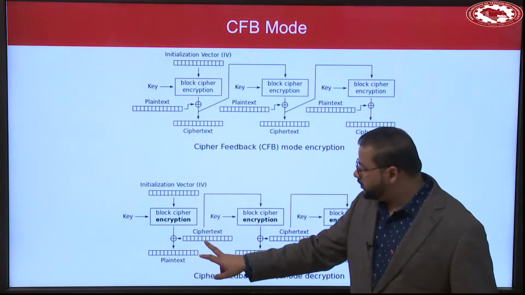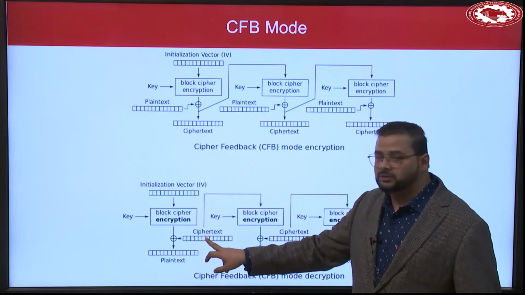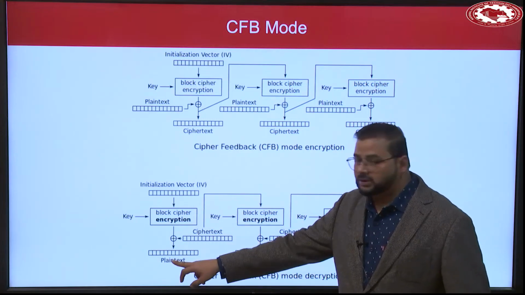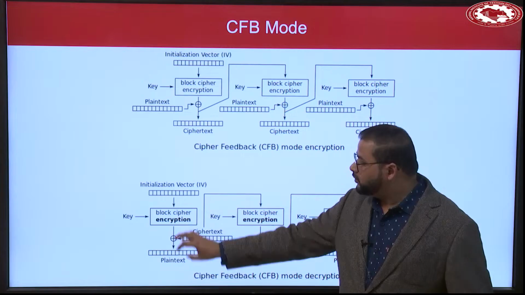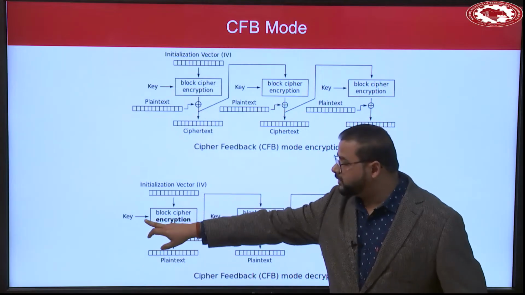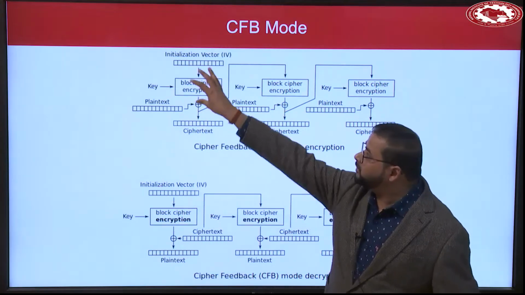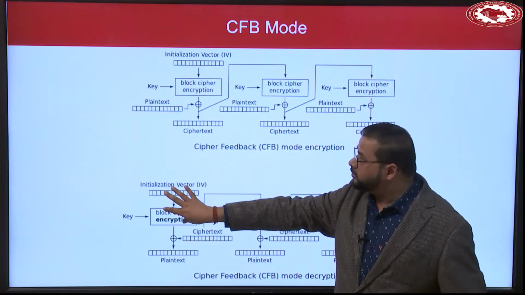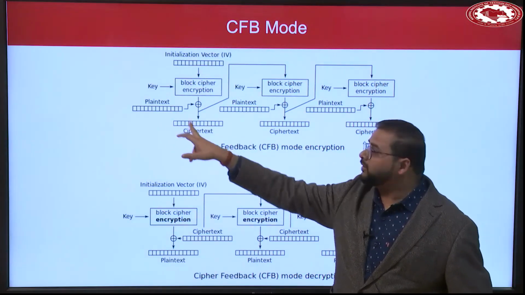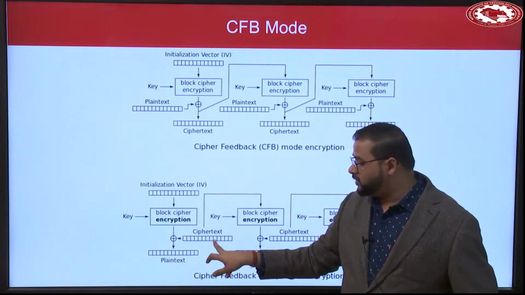The only difference is, since you have ciphertext, you XOR it, get the plain text at this point. So use the same initialization vector, get the key, algorithm. This process is exactly the same for encryption and decryption. You know plain text here, you can derive ciphertext. You know ciphertext here, you can derive plain text here.